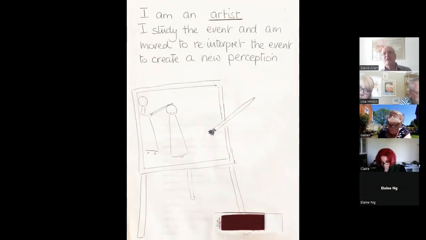And I am the artist. I study the event and move to reinterpret the event to create a new perception. So the example she gives is creating a stained glass window of the Good Samaritan story for a hotel restaurant at the end of the Channel Tunnel, which wants to give an image of hospitality, and also creating plates, a logo, and so on. Those are her examples in relation to the Good Samaritan story. Any comments or questions about that so far?